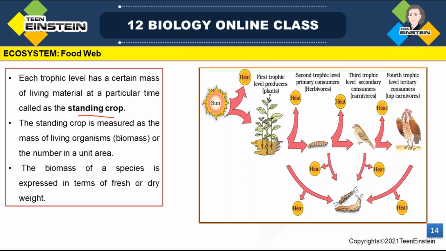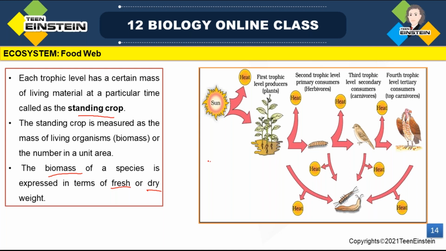How do we express the biomass of a species? Biomass is expressed in terms of fresh weight or dry weight. The measurement of biomass in terms of dry weight is more preferred. Why? It is best to avoid variation in the weight due to seasonal moisture differences in the biomass. If you are taking the fresh weight, it depends upon climate. The water level or moisture content will vary.